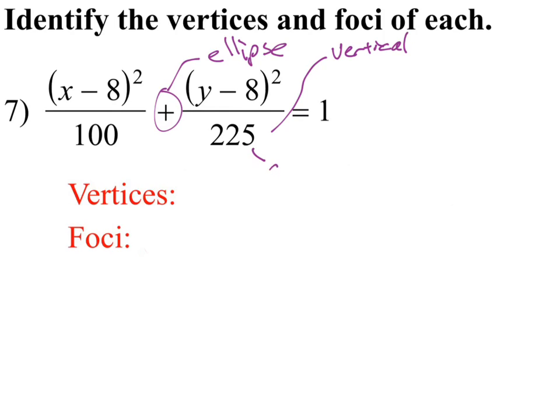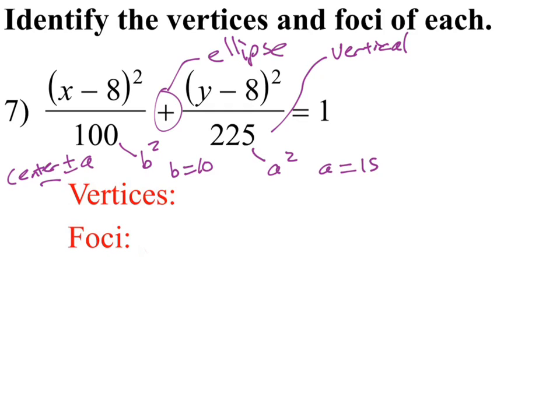So this number is going to be a squared, which will mean a is the square root of that, which is 15. And that'll mean that this number is b squared, which will mean that b is 10. The a part will be useful in getting the vertices, because your vertices are your center and then plus or minus a in the vertical direction, because it's a vertical ellipse.